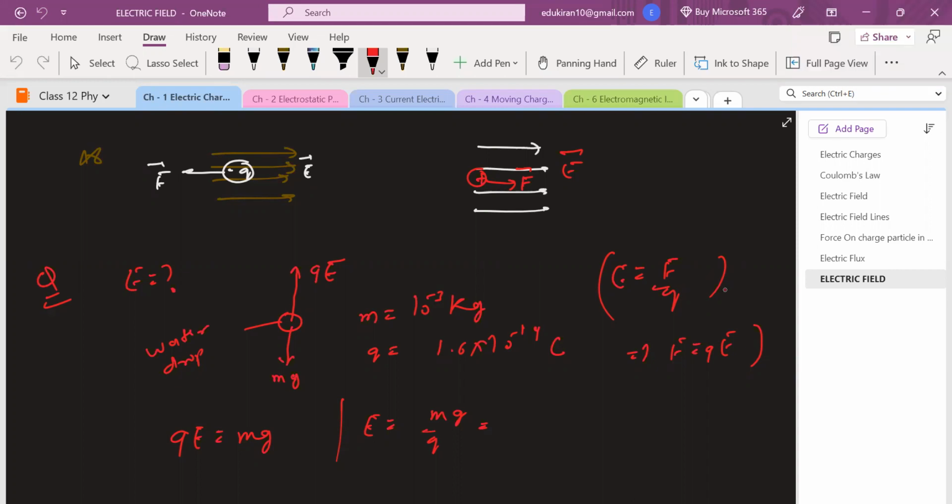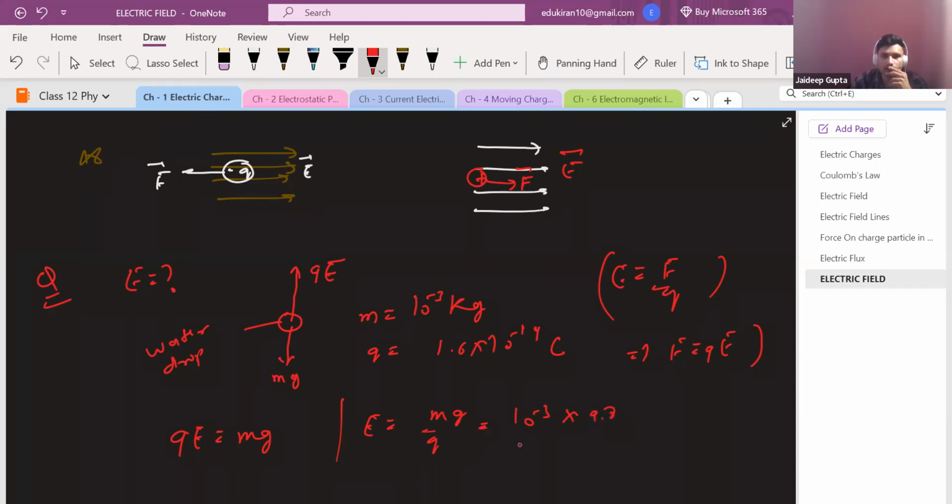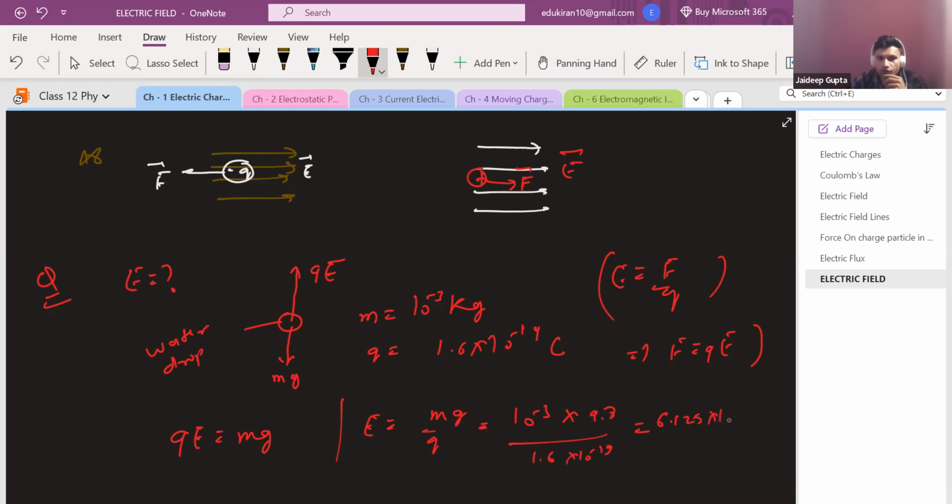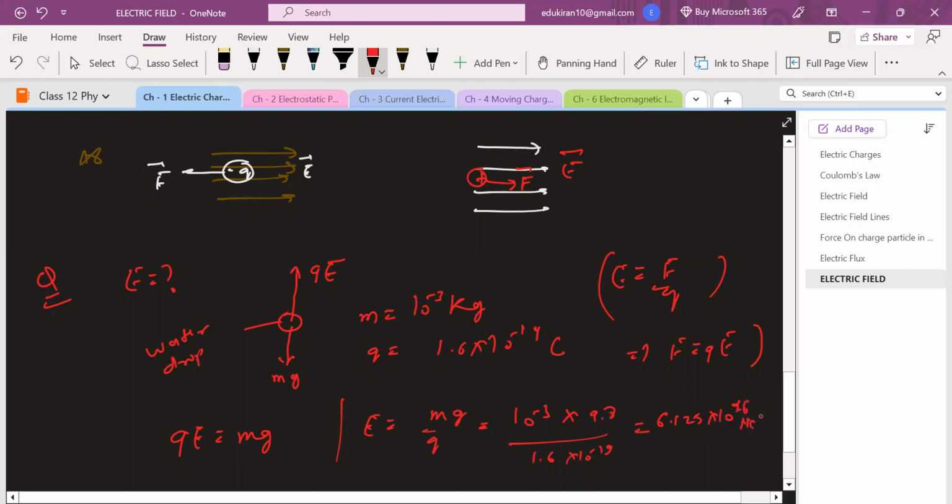6.125 into 10 to the power 16. What is m? 10 to the minus 3. What is g? 9.8 over 1.6 into 10 to the minus 19. Fine. So 6.125 into 10 to the 16 newton per coulomb.